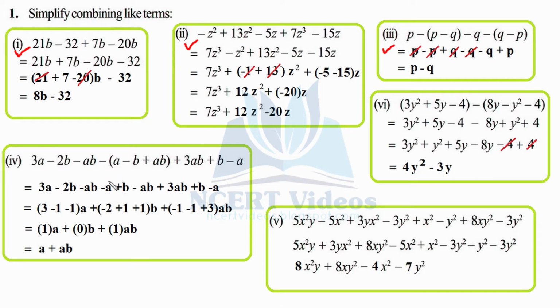Open it: minus a, minus minus is plus b, therefore plus b, minus plus is minus ab, plus 3ab. These are the rules you have studied in previous classes. 3ab, this as it is. Now let's make pairs having variable a only, that is, we are combining like terms. This a can also be written here, that's your wish.